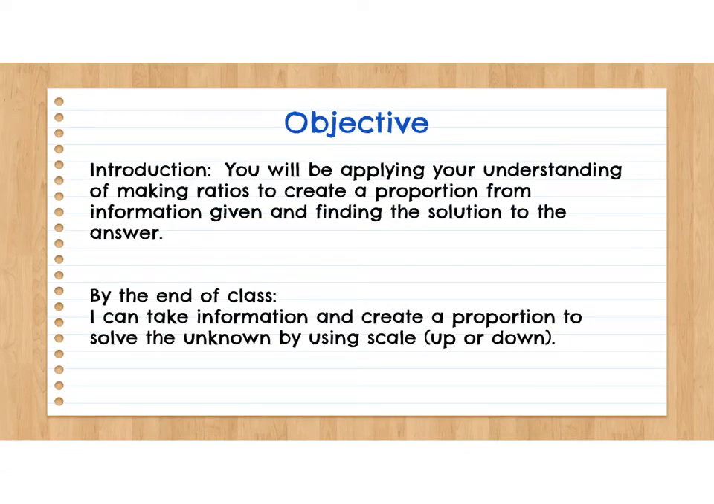The learning objective today is to apply your understanding of making ratios to create a proportion from information given and finding the solution to the answer. Your I can is: I can take information and create a proportion to solve the unknown by scaling up or scaling down.